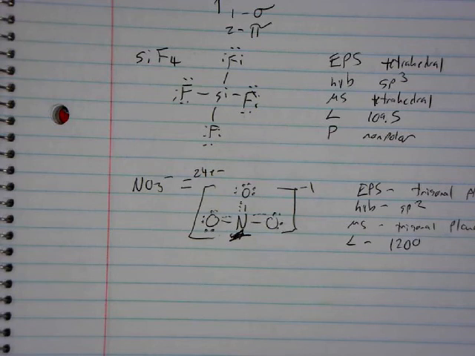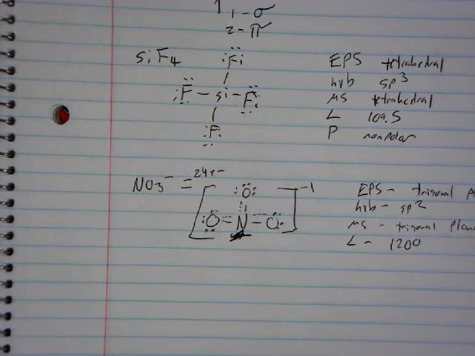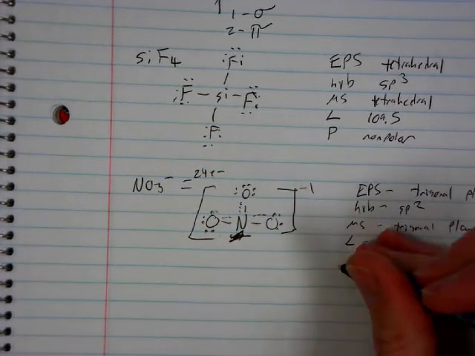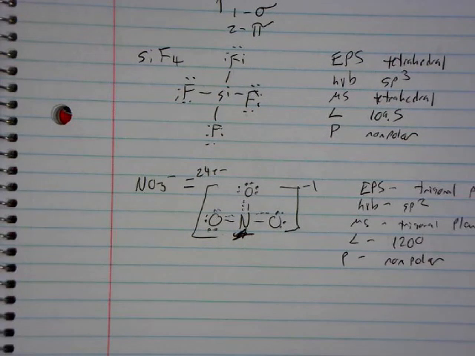I have no idea. 120. Why is it 120? Well, if it's a triangle on a plane, 360 is the plane. If I divide it by 3, 120. Okay, that makes more sense. 120. Polar or nonpolar? Nonpolar. Nonpolar.